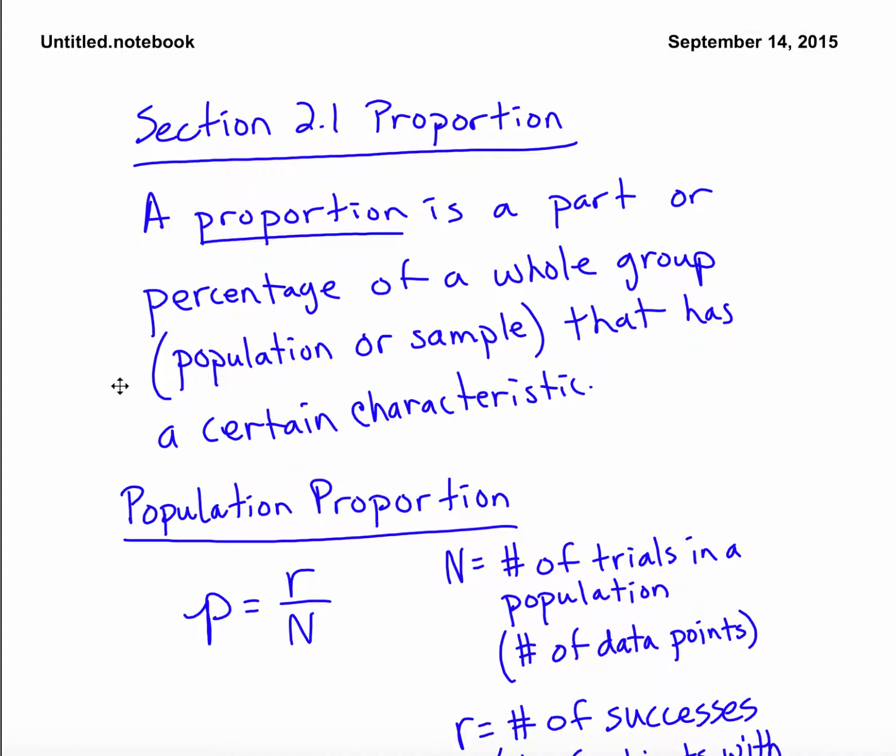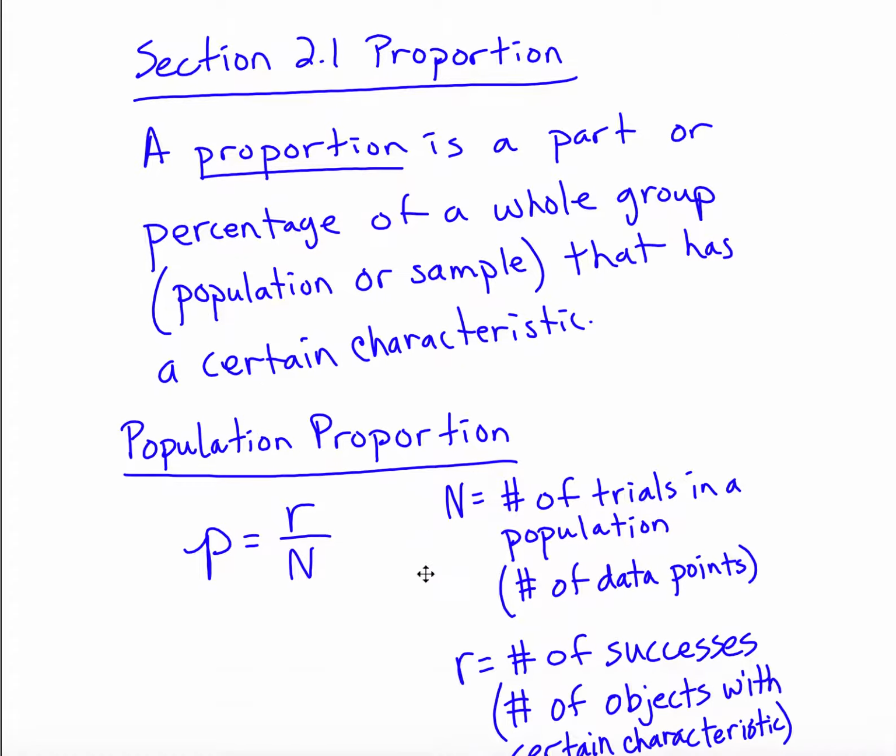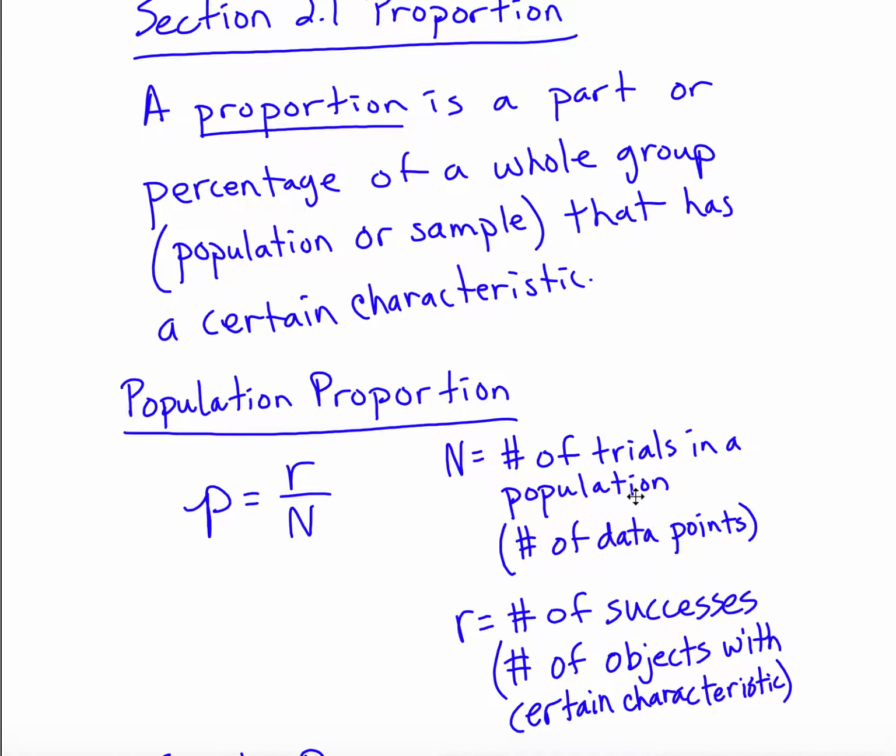So you would have your data set, which would contain all of their qualitative values, like their favorite color. You list all the colors, and then you count how many are blue. And so you look at the number of trials you have. That's how big your sample or your population is. It's the number of data points you have. And then R is the number of successes, in other words, the number of objects with that certain characteristic you're interested in. And your population proportion would be P for proportion, equal to R, the number of successes, over N, the size of your population.